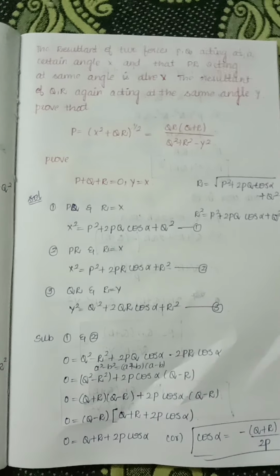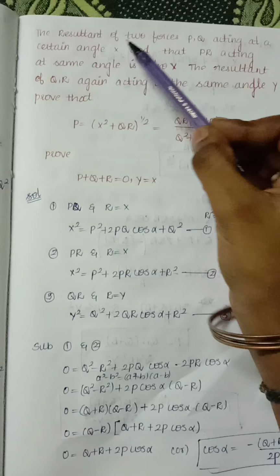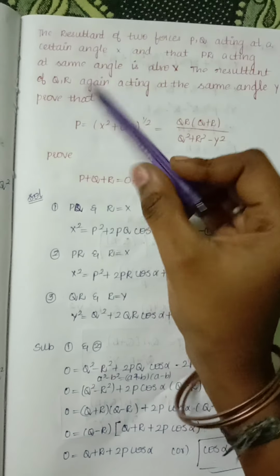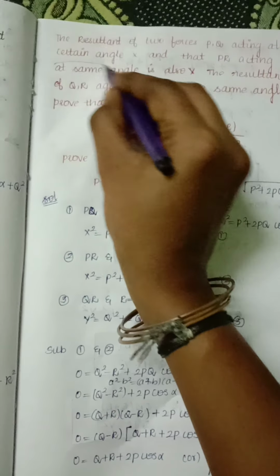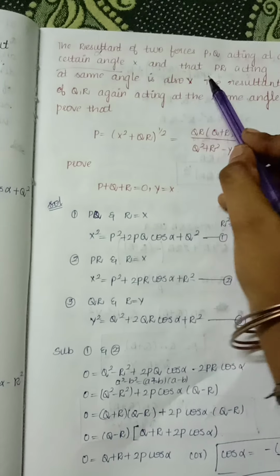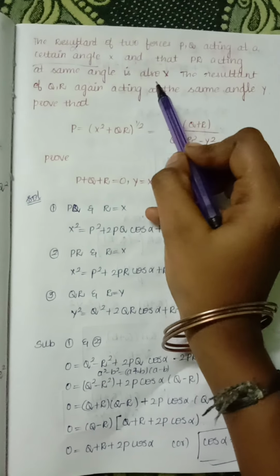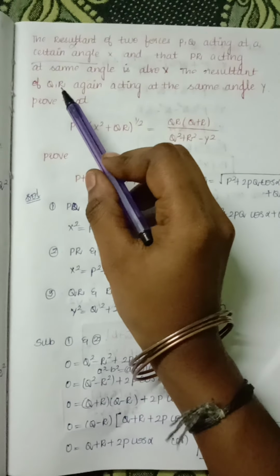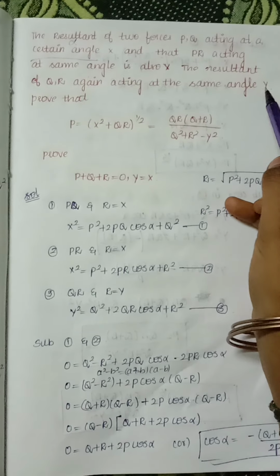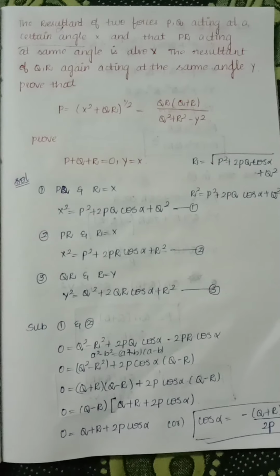Everyone, today we are going to solve an interesting sum. The question is about the resultant of two forces P and Q acting at a certain angle. We consider this certain angle as alpha, and the resultant is x. The resultant of P and R acting at the same angle is also x. The resultant of Q and R acting at the same angle is y. Prove that the given relation holds, and we also prove one more.